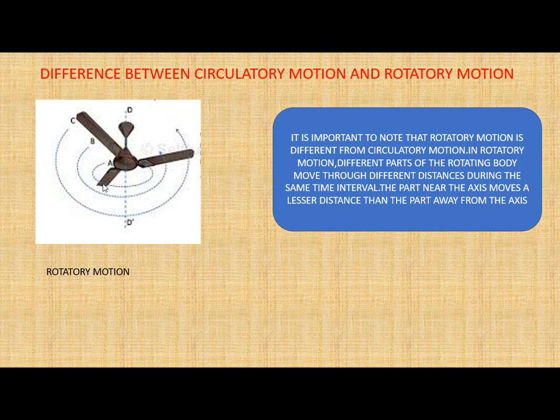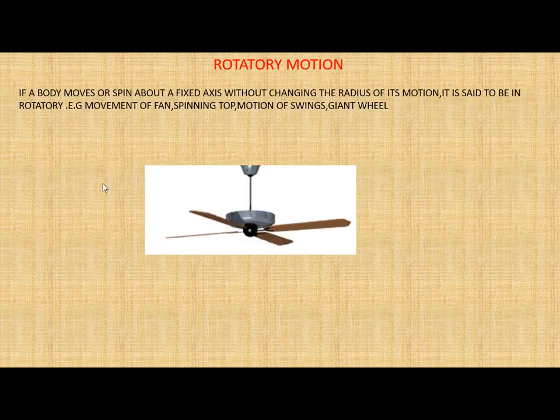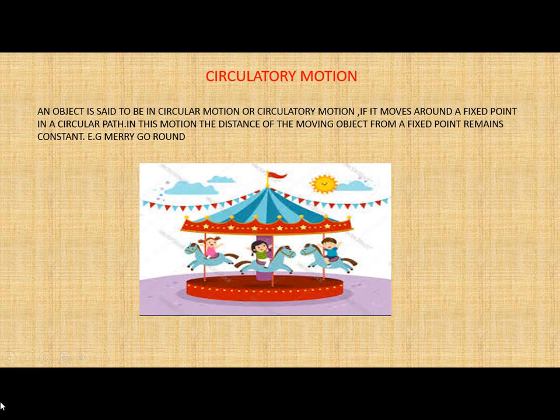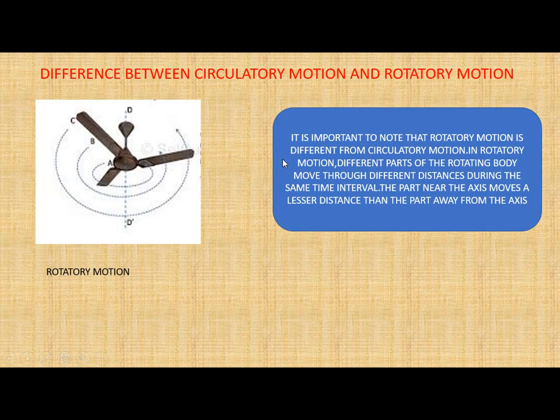Just now we studied this in the previous slide. Here you can see the distance between the moving object and the axis remains constant in circulatory motion, but in rotatory motion that will be different for different parts of the moving object. So this is the main difference between circulatory motion and rotatory motion.